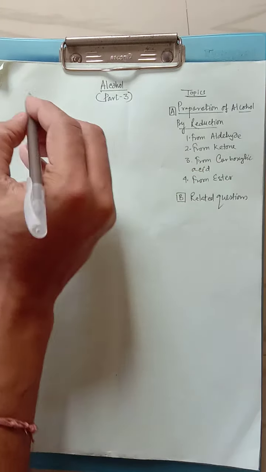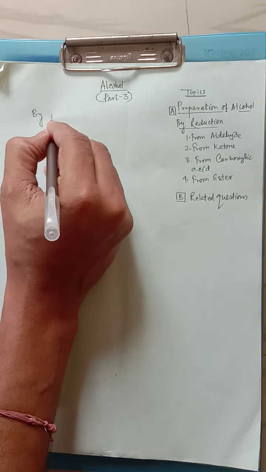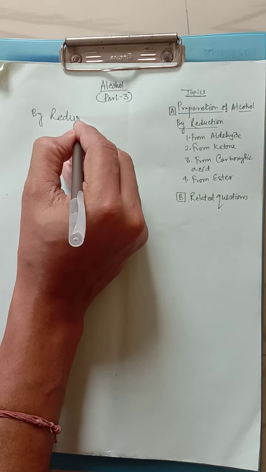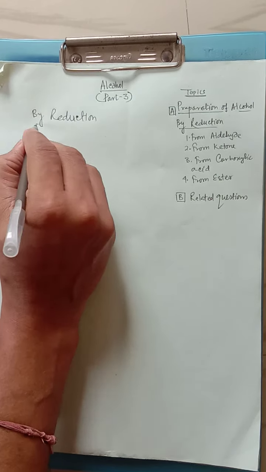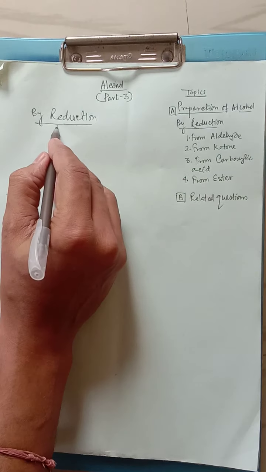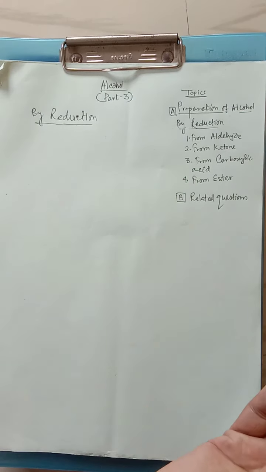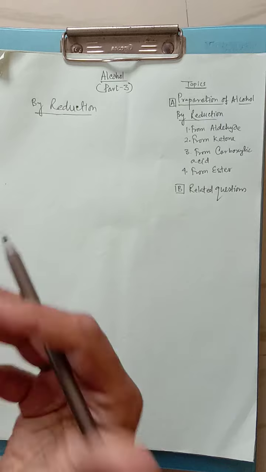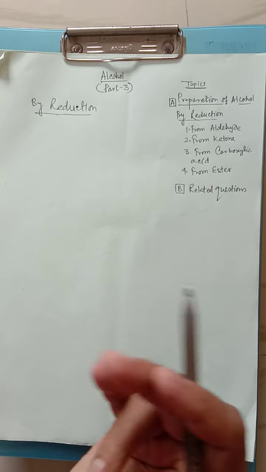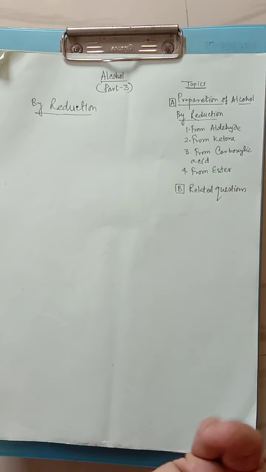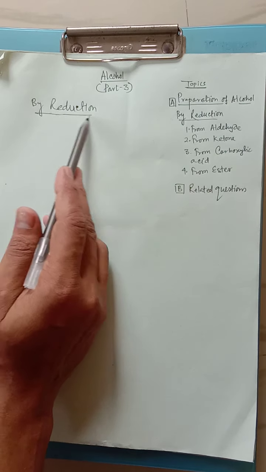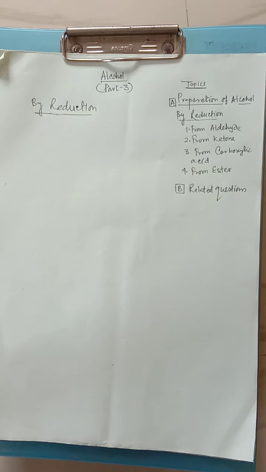Preparation by reduction. At first, I think we all know the meaning of reduction. Reduction is nothing but release of oxygen or addition of hydrogen. That means whatever the initial substance is, either hydrogen is added or oxygen is removed, or both can happen. So this process is going on. That's why the overall process is known as reduction.